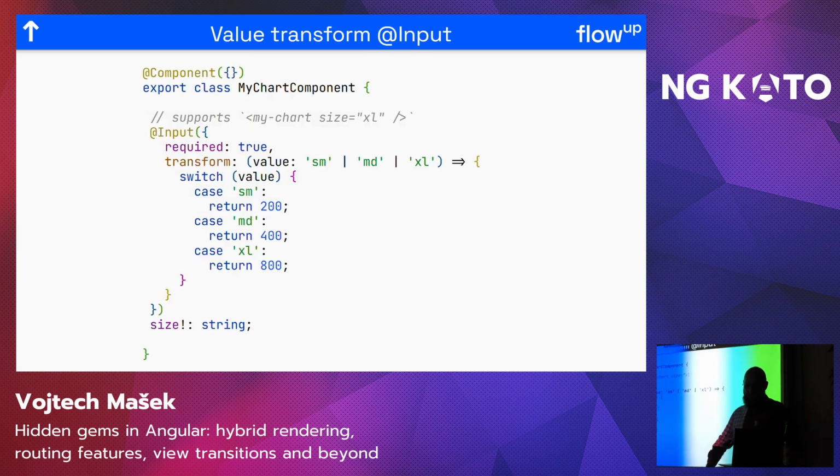And it's not just that you can use transform for these kinds of things. You can actually use transform for much more complicated solutions. So imagine that you have a chart that can be in three or more sizes, and your public API for using this chart is small, medium, or extra large, but you actually switch case to pixels and have this input size. Sorry, that should be a number. My bad. So this would actually correctly translate the sizes to pixels.